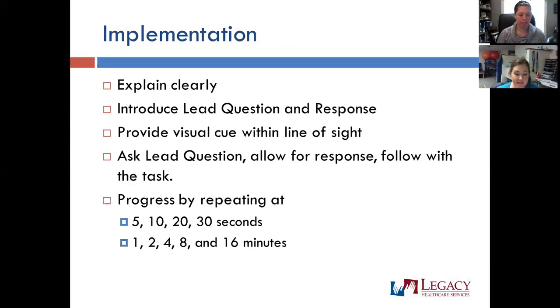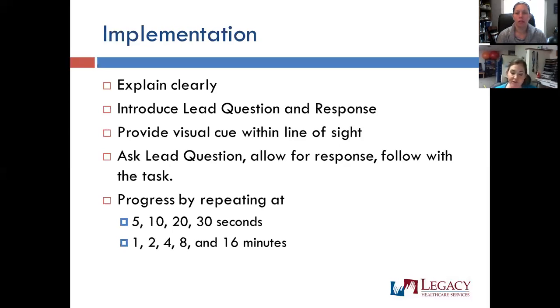So when you begin spaced retrieval, you want to explain to them very clearly about what you're going to teach them and why. And then you introduce the lead question and you allow for their response. You provide that visual cue in the line of sight. And then you begin by asking your lead question, them responding, and then you immediately follow with a task. So if it is locking the brakes, then right after they respond, lock the brakes, right after they read that visual cue, then you say, please do that now, and have them do that.